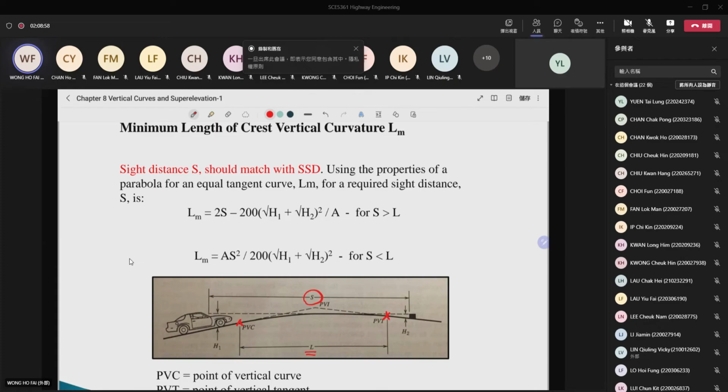That means if the length of the vertical curve is smaller than S, you should provide Lm equal to A times S squared over 200 times square root h1 plus square root h2 squared. H1 is the height of the eyes of the driver, while H2 is the height of the obstruction. If you have this condition, you can calculate Lm by this one. Lm is the minimum vertical curve length, and it is based on the SSD, the stopping sight distance.